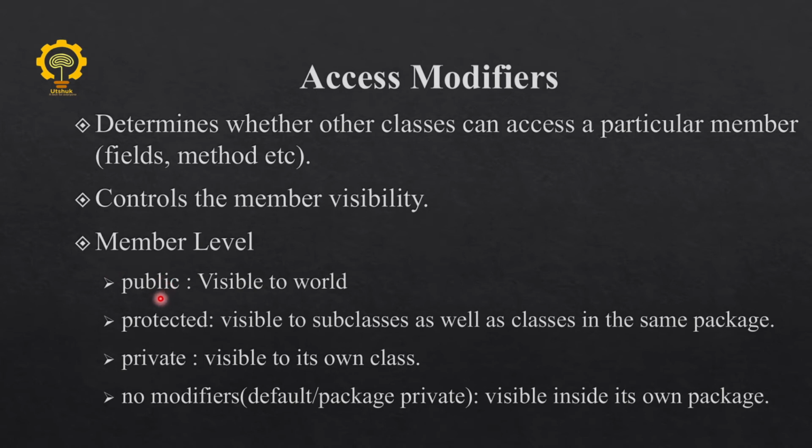So it controls the member visibility. At member level it can be public, protected, private, and no modifier. Whenever we define the access modifier as public, it is visible to the world. Whenever we define it as protected, it is visible to subclasses as well as classes in the same package. Whenever we define it as private, it is visible to its own class, and if we don't give any modifier, by default it is package private, so it is visible inside its own package. Access modifiers can be defined on classes, methods, or variables.